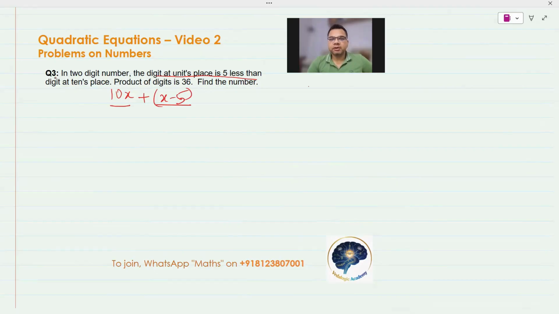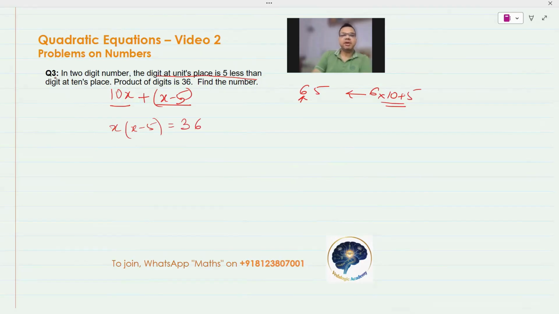Why I'm saying 10x is because if you have, let's say, 65, here we are talking about 6 only. So 6 into 10 plus 5 is the number, right? So that's why I multiplied 10 with x. And the second part is given that the digit at the units place is 5 less, so I've decreased it by 5. Now the product of the digits is 36, so it says x into x minus 5 equals 36.